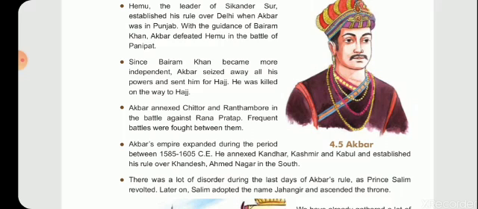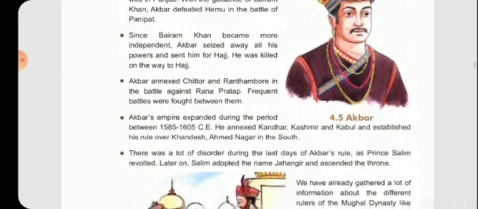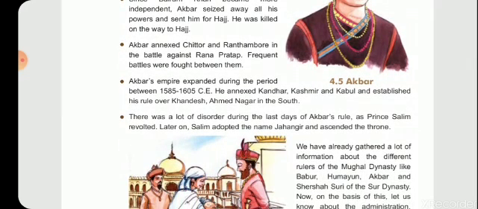Akbar annexed Chittor and Ranthambore in the battle against Rana Pratap. Frequent battles were fought between them. Now, what was the next achievement of Akbar? Akbar annexed Chittor, annexed meaning taken away, and Ranthambore in the battle that he fought with Rana Pratap. And between Akbar and Rana Pratap, frequent battles were fought.